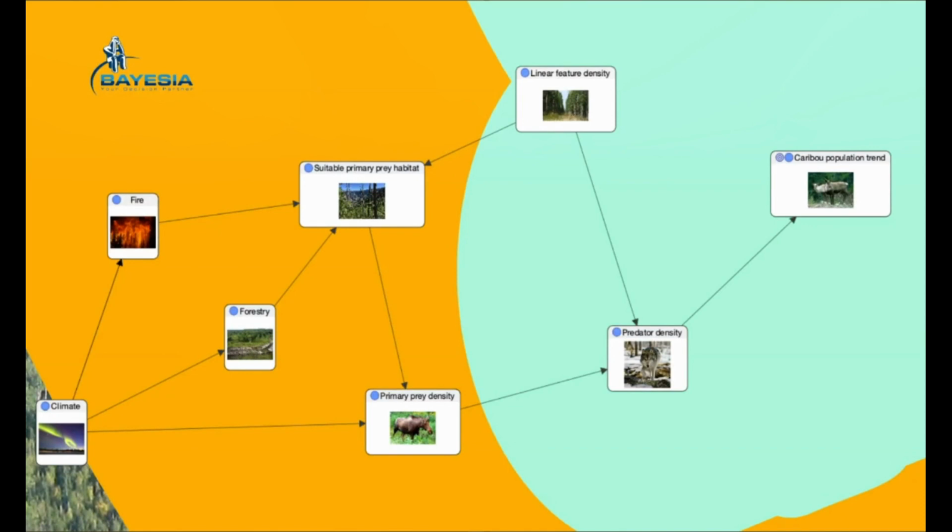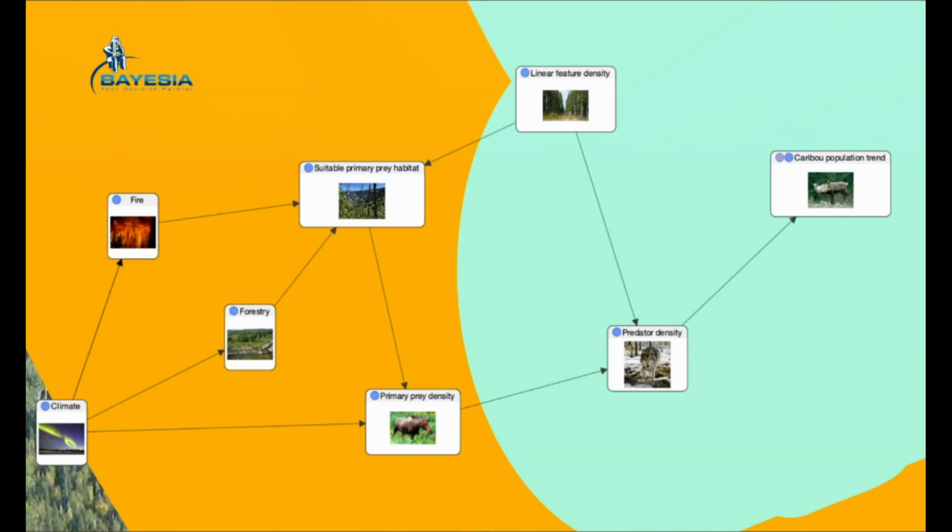Both of those are driving some change in the distribution of our suitable primary prey habitat. And then that habitat, as I said, makes lots of nice young green vegetation, which increases populations of moose, deer, and elk. Predators move in to take advantage of those moose, deer, and elk.